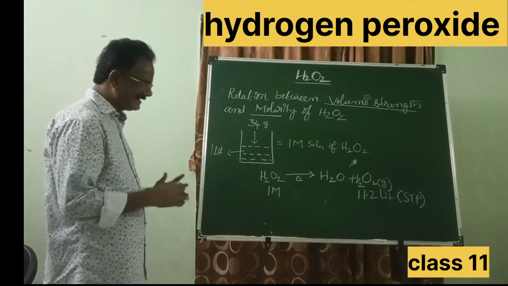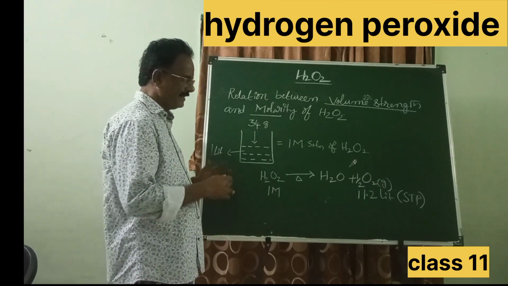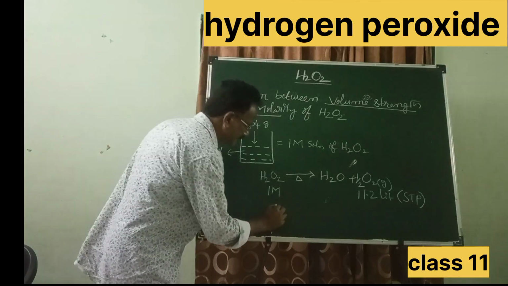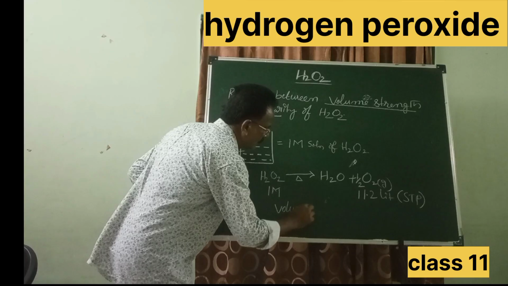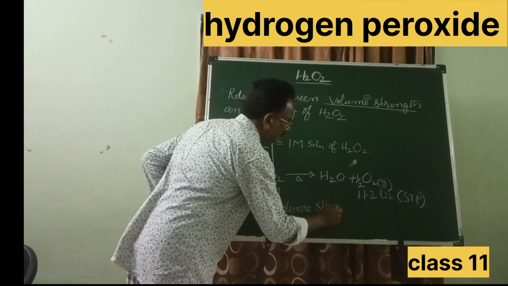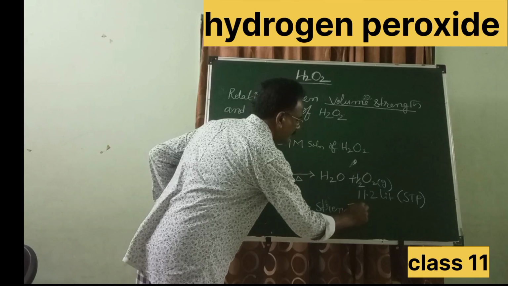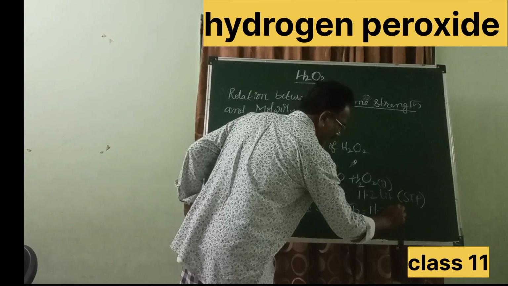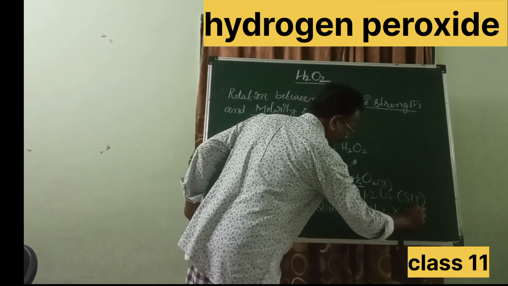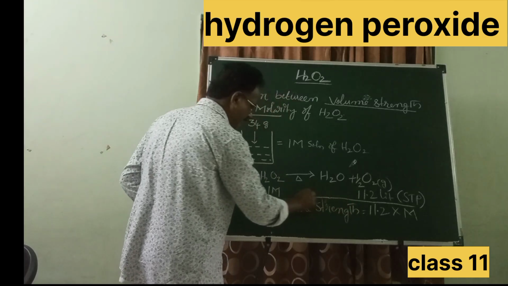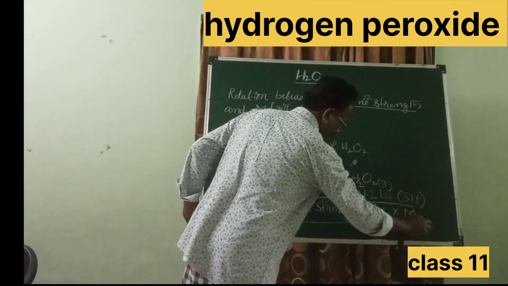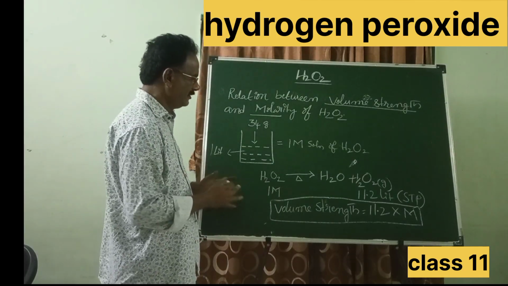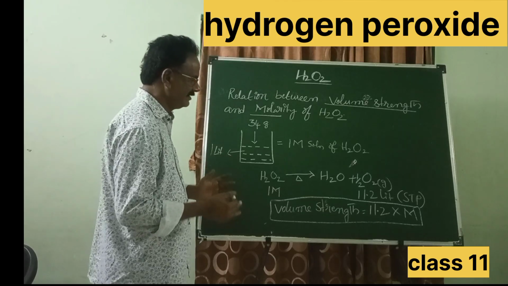Okay, so then the volume strength of this 1 M H2O2 can be written like this. Volume strength is equal to 11.2 liters into molarity of H2O2, where capital M is the molarity of H2O2. Okay, so this is the relation between volume strength and molarity of H2O2.